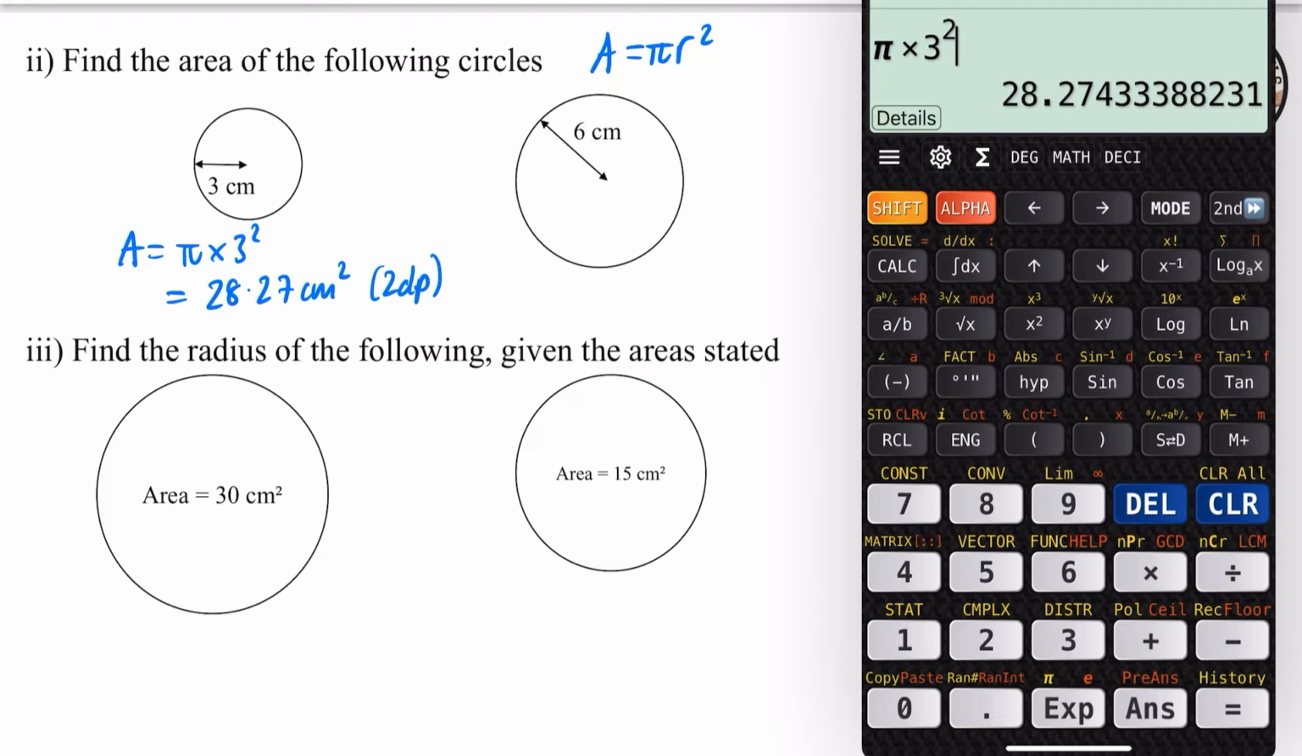They'll usually tell you that in the question. The area of this one is pretty simple, it's just pi multiplied by 6 squared, and that is 113.10 centimetres squared to 2 decimal places.